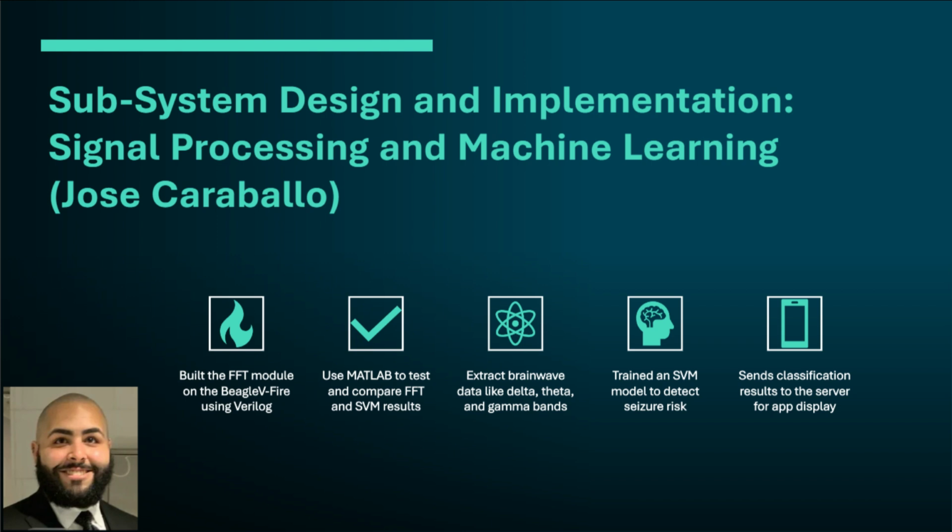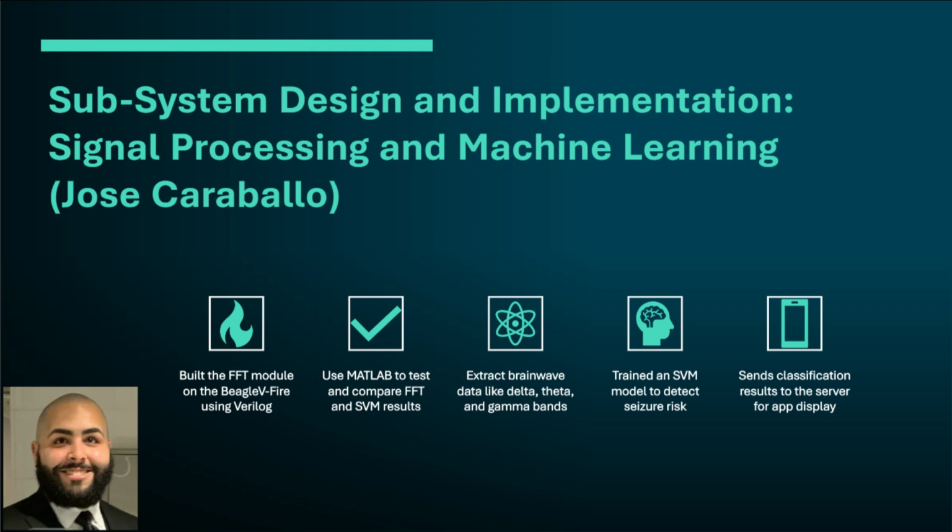Additionally, I'll be training a support vector machine model to detect seizure risks based off of the signal data that was collected through the EEG sensor network. Like mentioned before, we'll be collecting alpha, beta, delta, theta, and gamma brain signals.